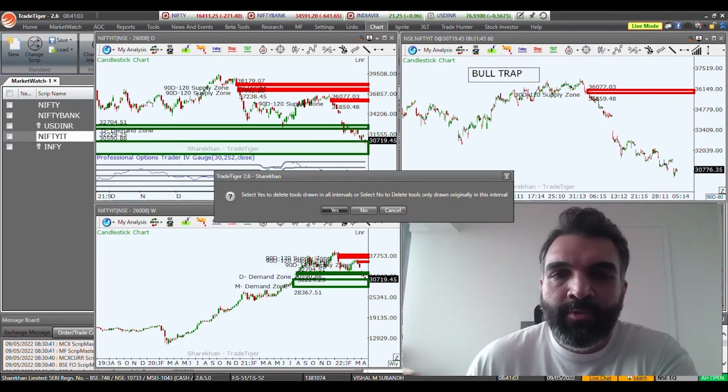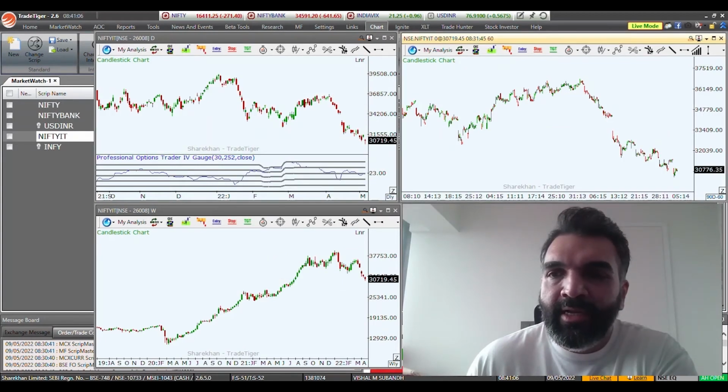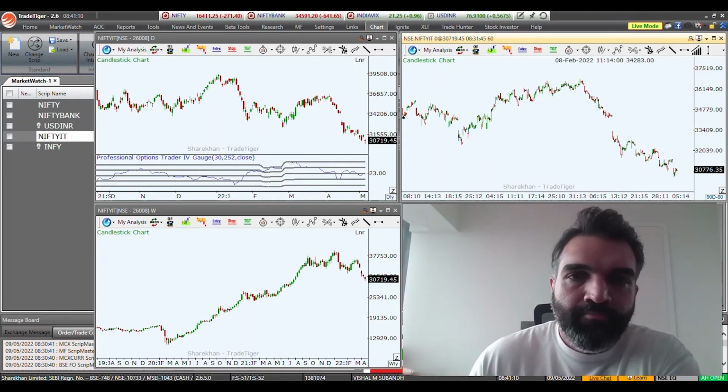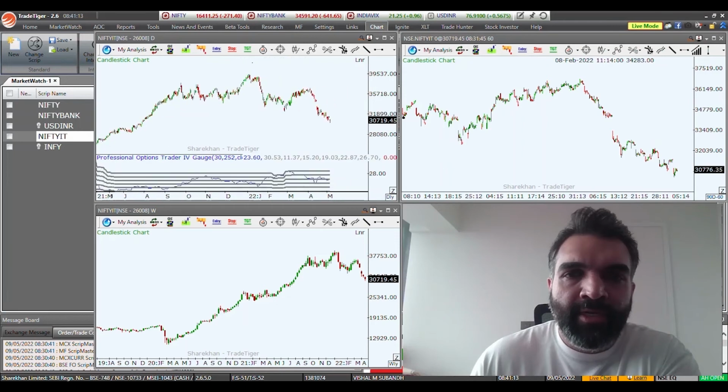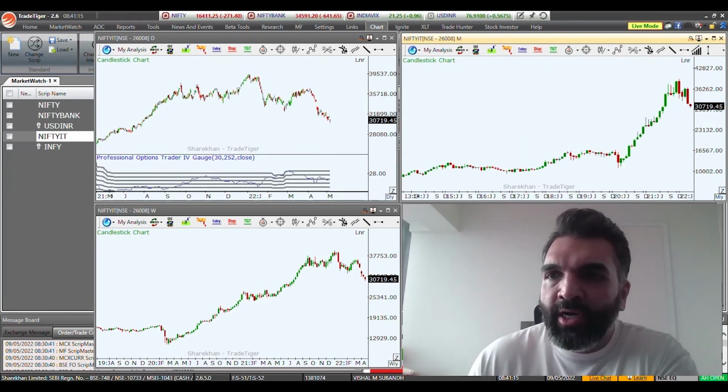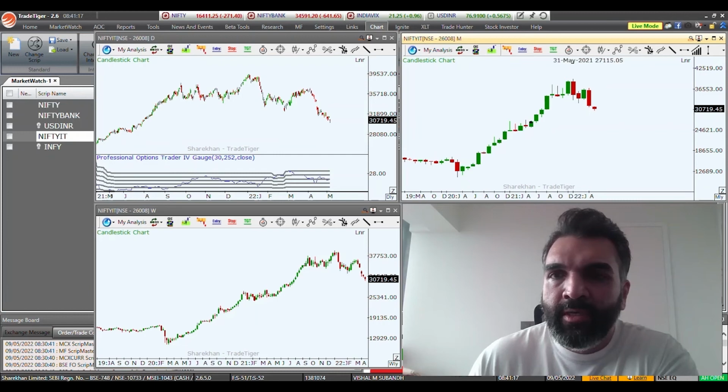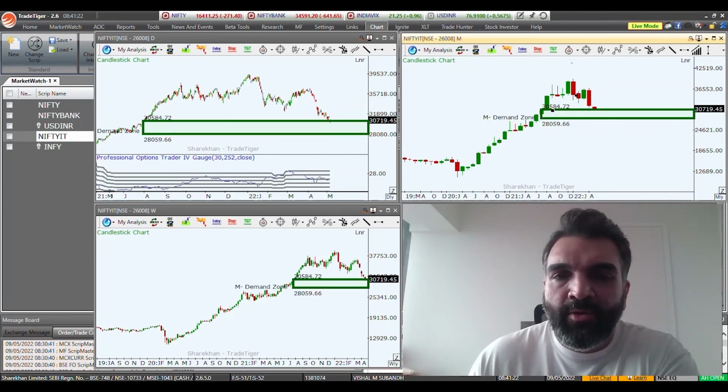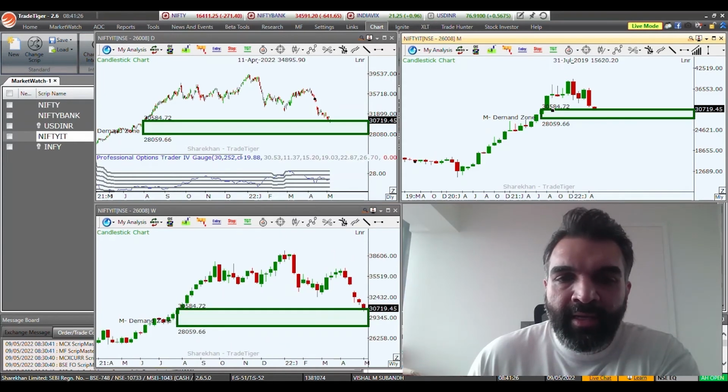So let's remove all the tools here. Let's make the charts look nice and clean. Right now, the IT sector is also a little bit under pressure. But if you look at the monthly chart, we are coming into this monthly demand zone, and since the price has already hit this demand zone, we might expect to see a little bit of a pause. And in case that happens, then there is a possibility that all the IT stocks such as Infosys and TCS are also expected to give us a bounce.